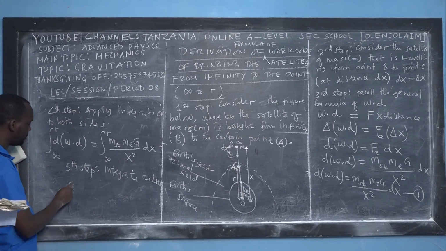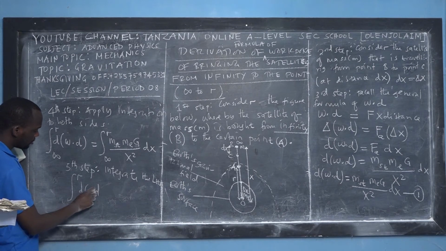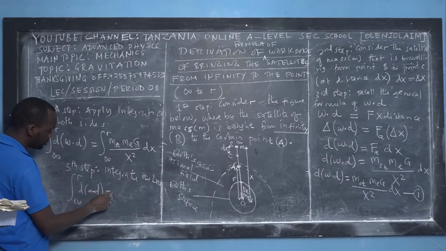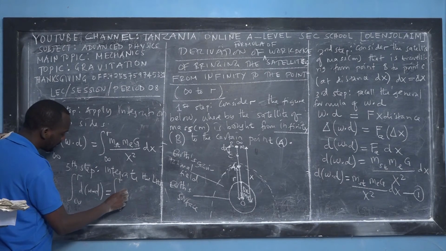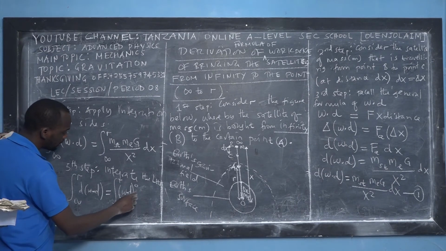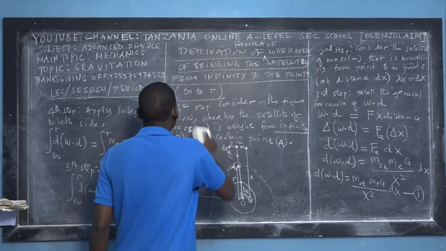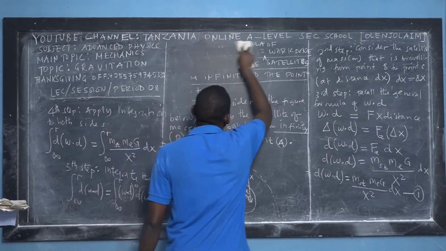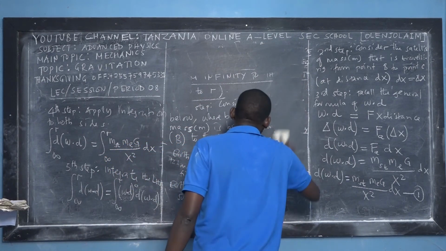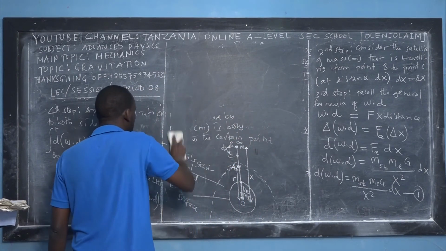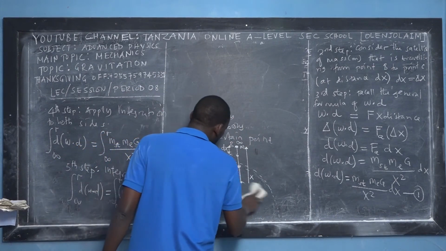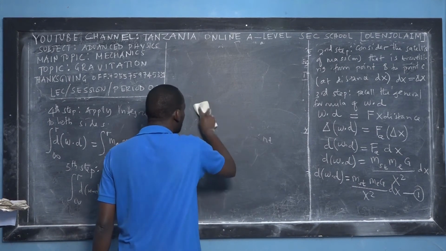So to integrate the left hand side, we have the integral from infinity to r of d work done. This is equivalent to the integral from infinity to r of work done power 0, which is equal to 1, times d what? The work done. So we have work done power 0 times the variable of differentiation.